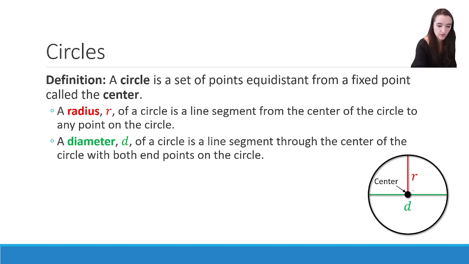So in other words, here we have the center of our circle. Every point on the circle is exactly the same length from this center. That length is called the radius. We often denote the radius with the letter R. The radius is a line segment from the center of the circle to any point on the circle. Then the diameter, which we will refer to as D, of a circle is a line segment through the center of the circle with both endpoints on the circle.